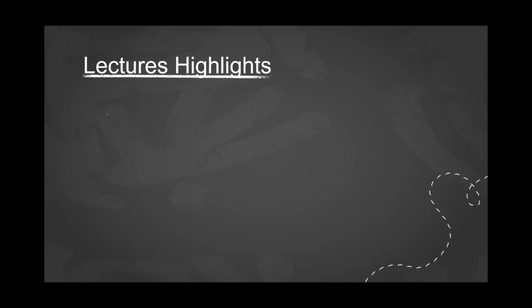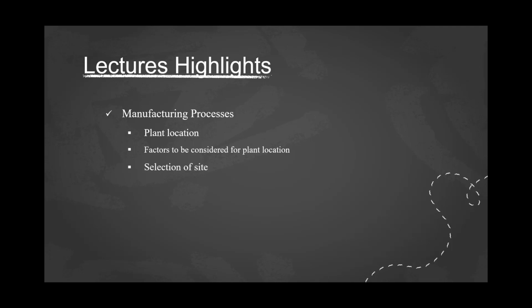Now we are done with today's lecture. Let's wrap up. In today's lecture we discussed the remaining concepts of the manufacturing process. We talked about plant location. We discussed factors to be considered for plant location. We discussed in detail different areas. We talked about pros and cons of urban areas, rural areas, and suburban areas. Then we discussed plant layouts. We took a deep dive into the 4 major types of plant layouts.